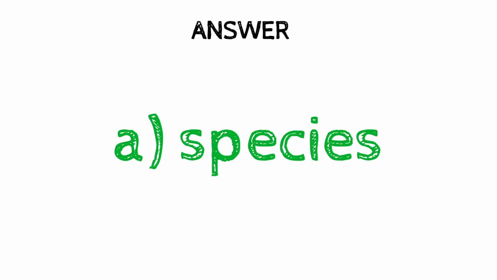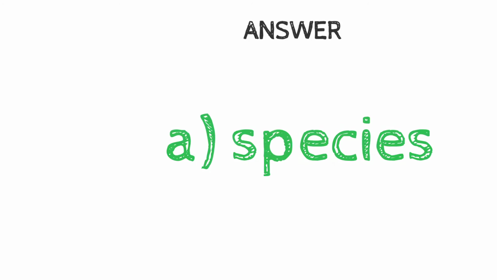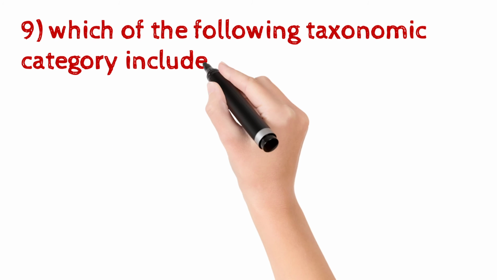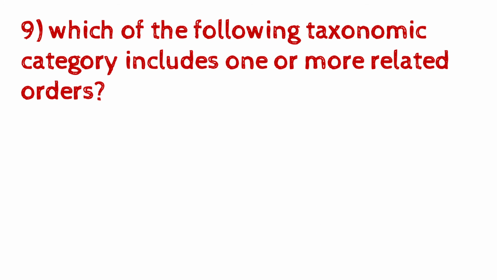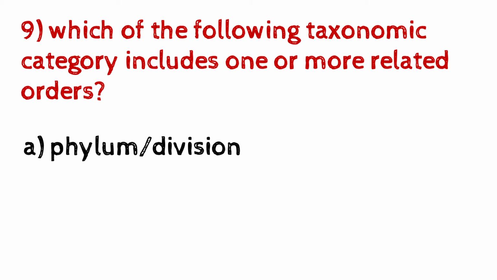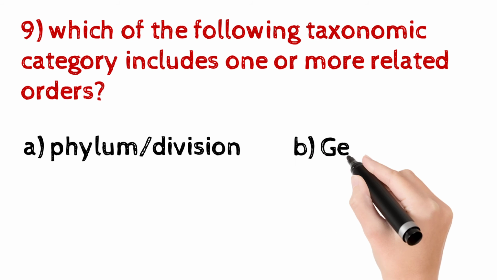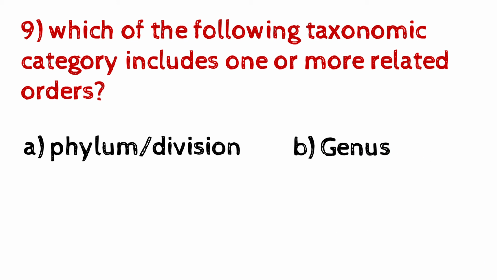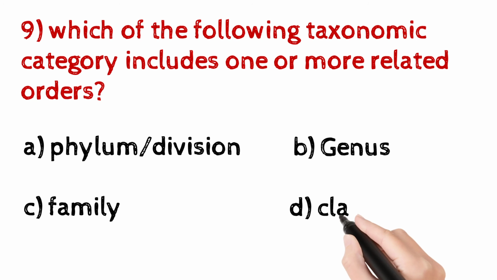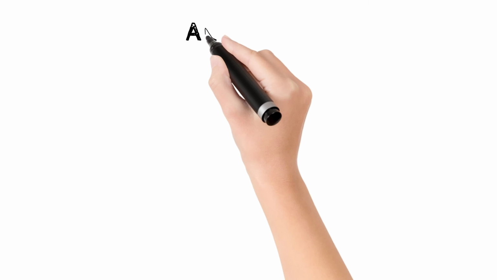Okay. Now question number 9. Which of the following taxonomic categories includes one or more related orders? A. Phylum division, B. Genus, C. Family or D. Class. And the answer is D. Class.